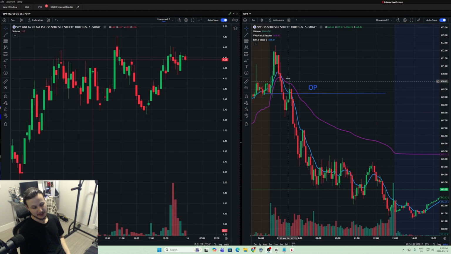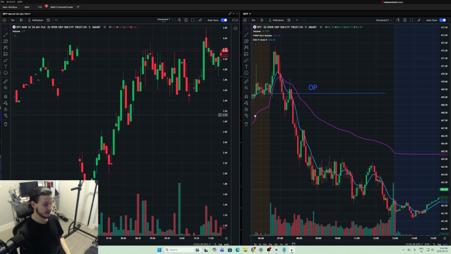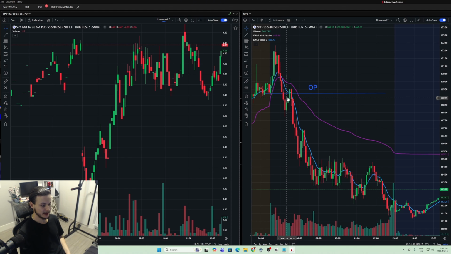Right here at this rejection wick, this green candle, is where you'd want to buy in for a puts position for the downside. And how it would look on the value of the contract, if we go over to the left, is somewhere like this. Timing wise, we're getting in at about 7:30. So right here is the pullback, the inverted reflection of what is happening with the stock market on the right.